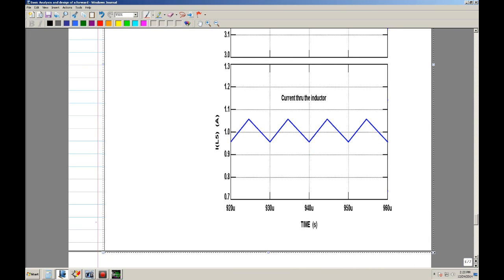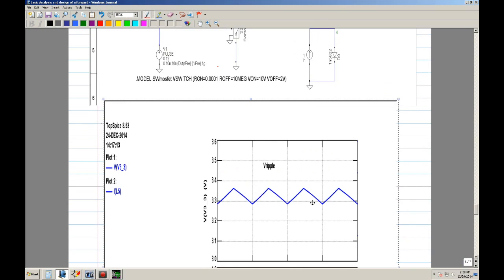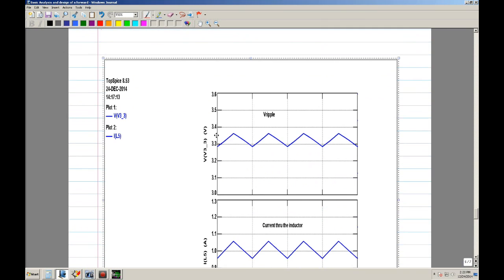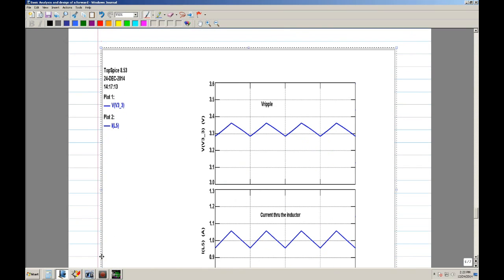So I think for now I'll go ahead and stop here, and then I'll go into further detail and show you the steps in how to actually design for a 33 millivolt ripple specification. Okay, thank you for watching.